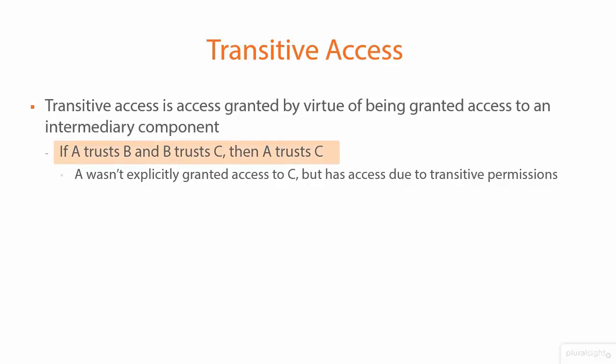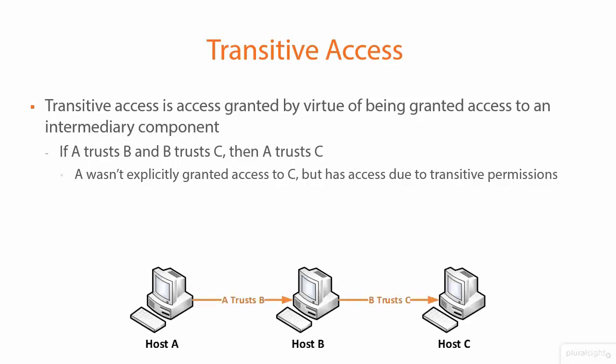So if A trusts B and B trusts C, then A trusts C. That's the transitive process. If A doesn't necessarily have a trust relationship with C, but A trusts B and B trusts C, then A trusts C. If we use that same idea graphically, we have host A, B, and C. Host A trusts B, host B trusts C, so by nature of transitivity, host A is going to trust host C as well.